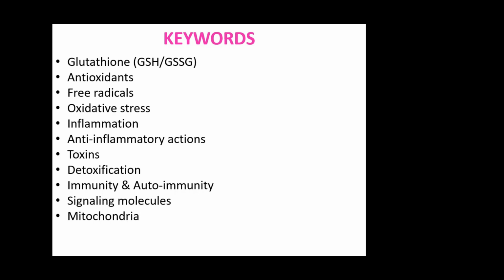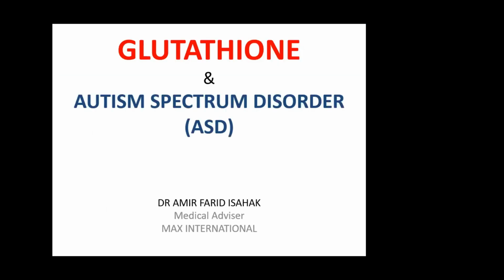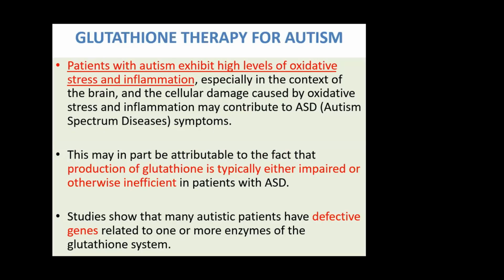Then we have signaling molecules, and we have mitochondria, which are the energy factories of our cells. Okay, just be familiar with these steps. So how can glutathione help the special children? We start with the autism spectrum disorders.